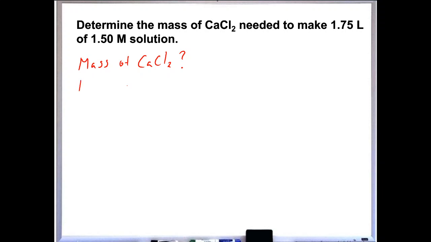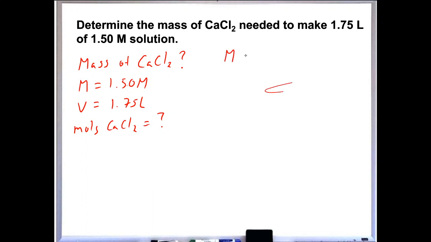And we want our ultimate molarity. Okay, so they tell us M should be equal to 1.50 molarity. Our V should be equal to 1.75 liters. And what we don't know is the moles. So what we don't know is the moles of CaCl2. Okay, so this is our question mark. Okay, so what we need to do is figure out a way to get moles out of molarity. So remember, molarity is equal to moles per liter.